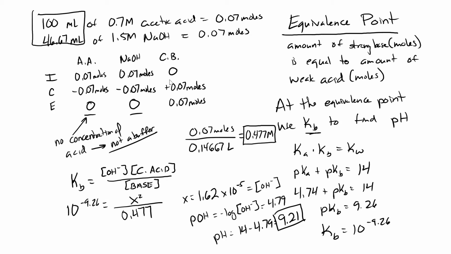you can skip the ice table, right? All the ice table is telling you is that everything is a conjugate base now, which makes sense. So this amount becomes the amount of conjugate base that's present. And then, so you have the amount of conjugate base, you have your volume, you can calculate the concentration of the conjugate base and plug that into the Kb formula.